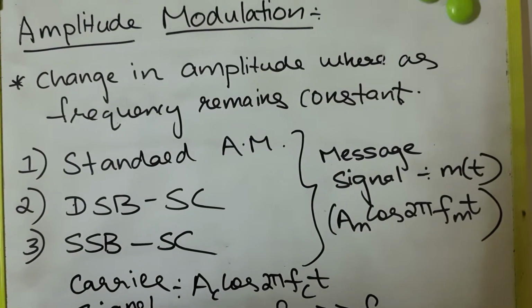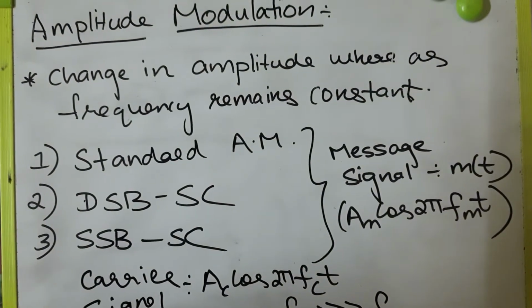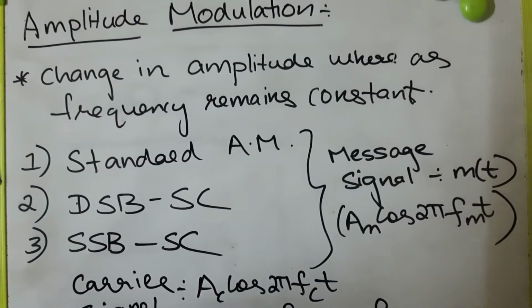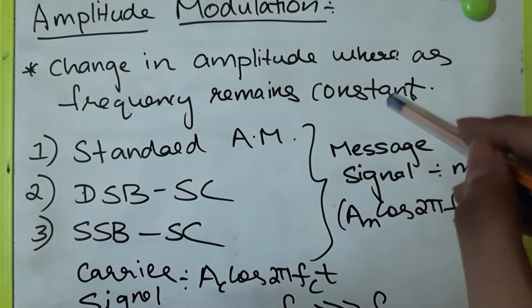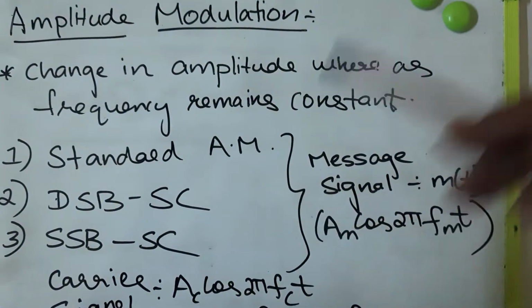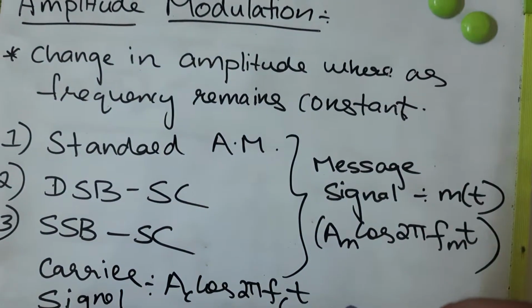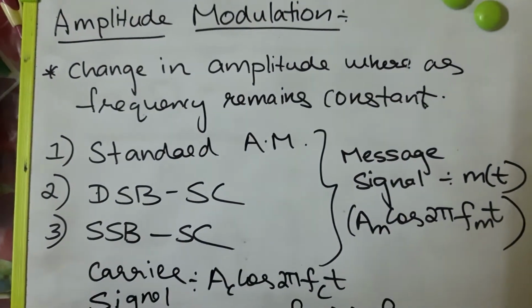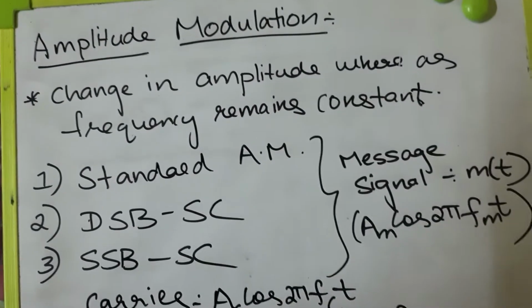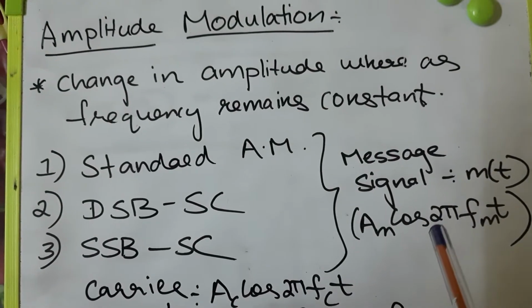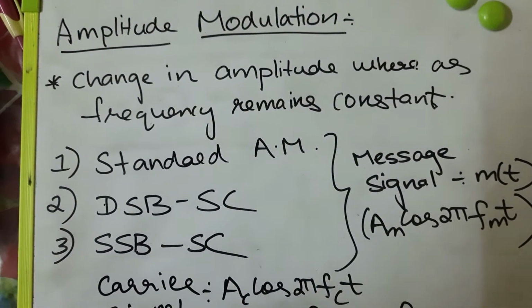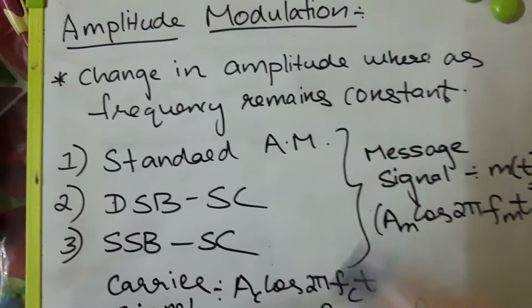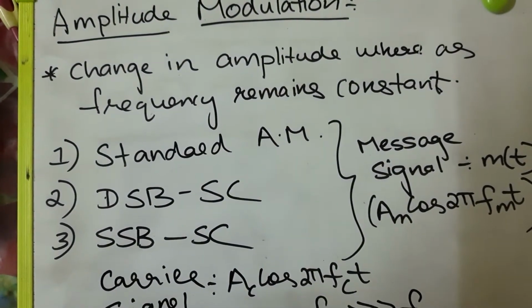Now there are many definitions for modulation, but amplitude modulation means changing the amplitude keeping the frequency constant, or I can say in order to transmit a low frequency signal, we use a high frequency carrier signal. That is also known as modulation.